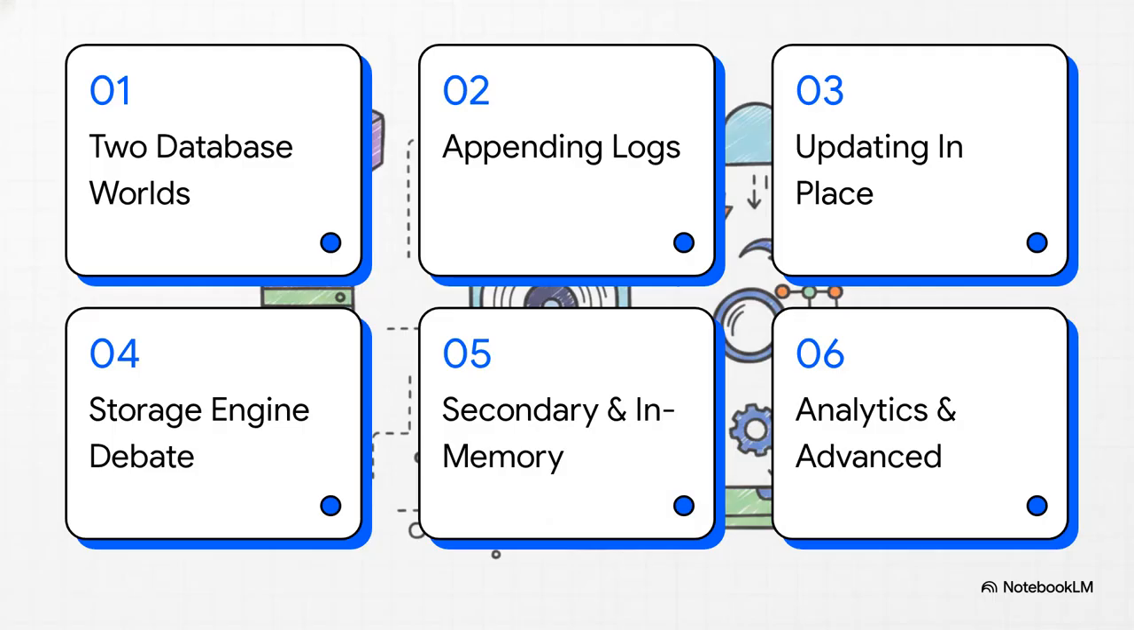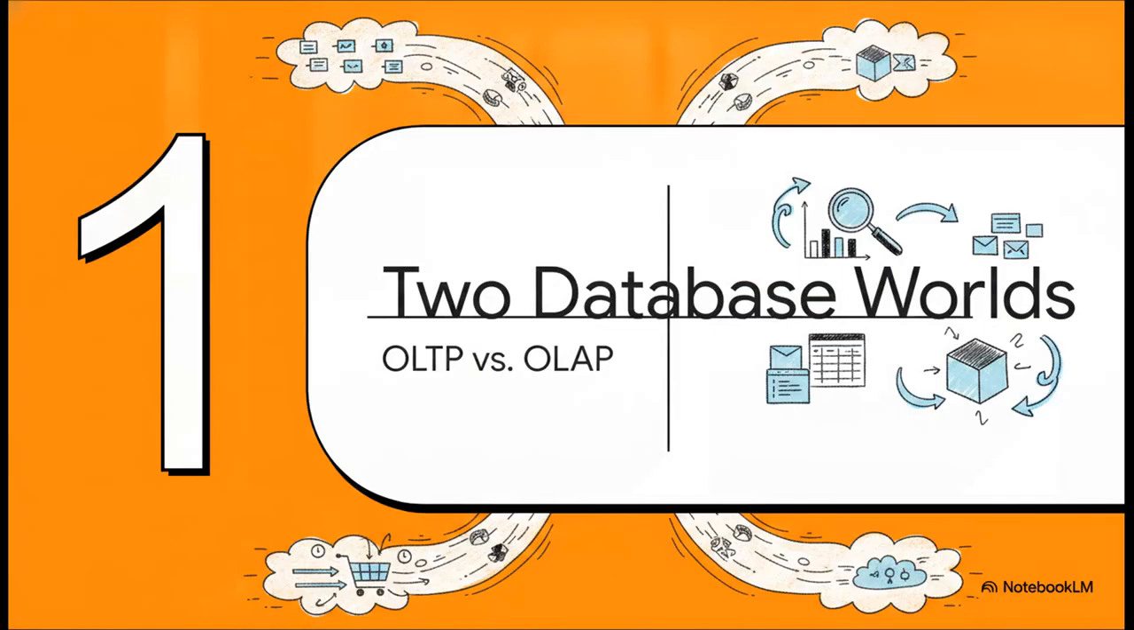We've got a fascinating journey ahead, so here's our roadmap for navigating all this. We are hitting 1. The two database worlds. 2. Appending logs, LSM trees. 3. Updating in place, B trees. 4. The storage engine debate. 5. Secondary and in-memory indexes. And finally, 6. Analytics and advanced indexing. Let's jump right in. Section 1.